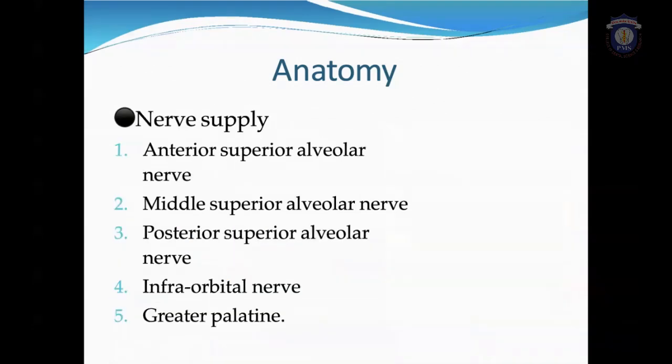And about the nerve supply of maxillary sinus, the major nerves which supply are of five types. The first is anterior superior alveolar nerve. The second is middle superior alveolar nerve. Third is posterior superior alveolar nerve. Fourth is infraorbital nerve. And the last one is greater palatine nerve. These are the five nerves which supply the maxillary sinus.